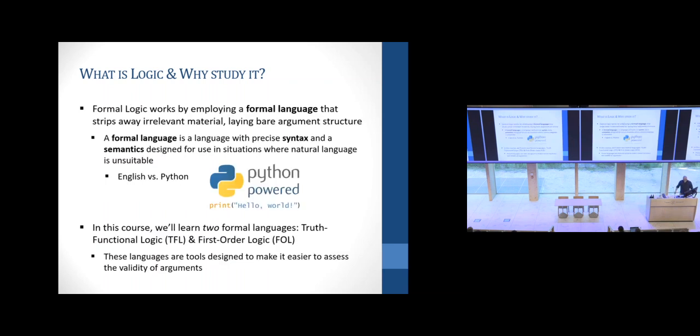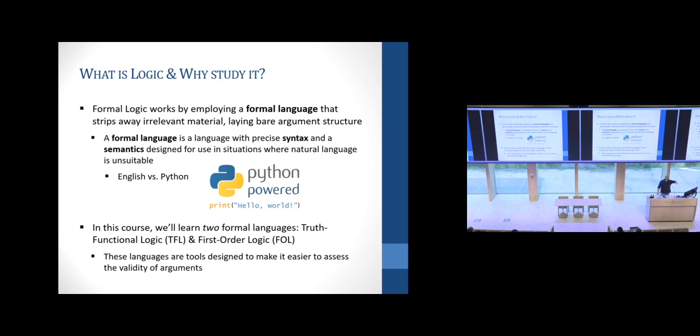So that's logic. And what we're going to be doing here is a particular version of it called formal logic. Formal logic works by employing what we'll call a formal language. It strips away irrelevant material, laying bare argument structure. It helps us track validity and these related notions. Because frankly, doing this stuff in a natural language like English gets messy. Maths is pure and clear, so we're going to develop a language that's pure and clear along the same lines. A language specifically designed to help us think about validity.